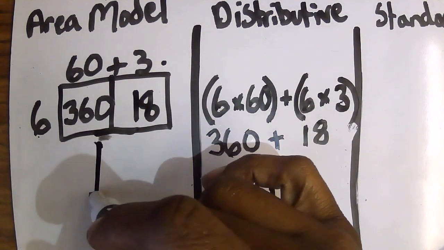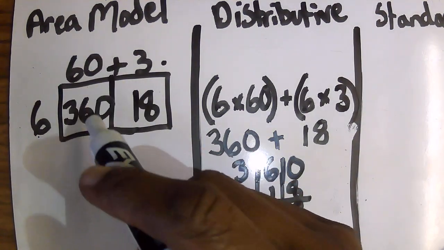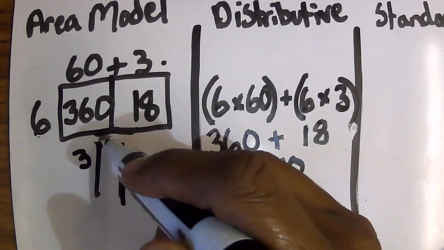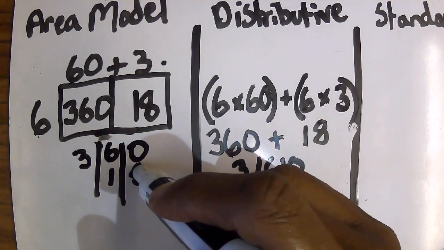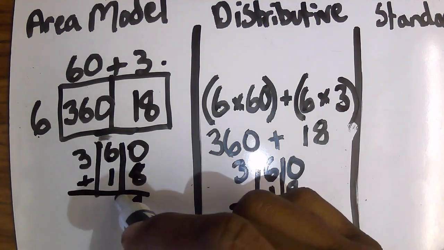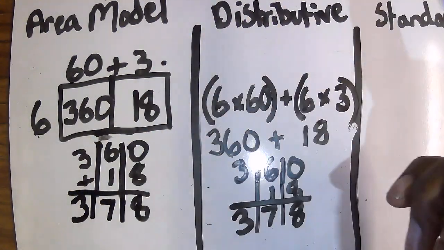And now I'm going to do my two lines because I have two numbers, 63, two digits in that number, and I have 300, 6 tens, 0 ones, 1 ten, 8 ones. I'm going to add that together. 8, 6 plus 1 is 7, 3 plus 0 is 3, 378.